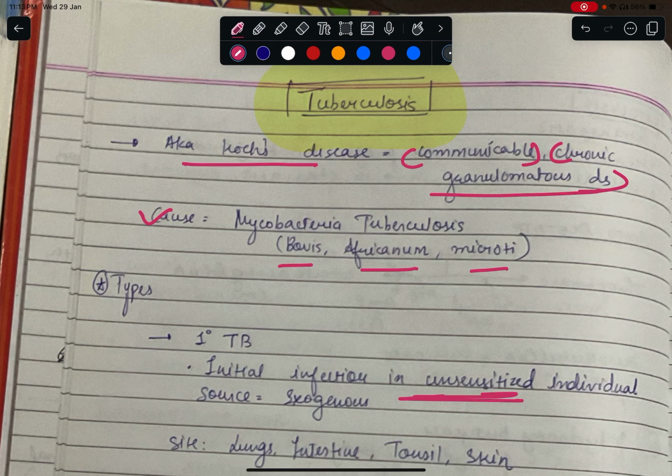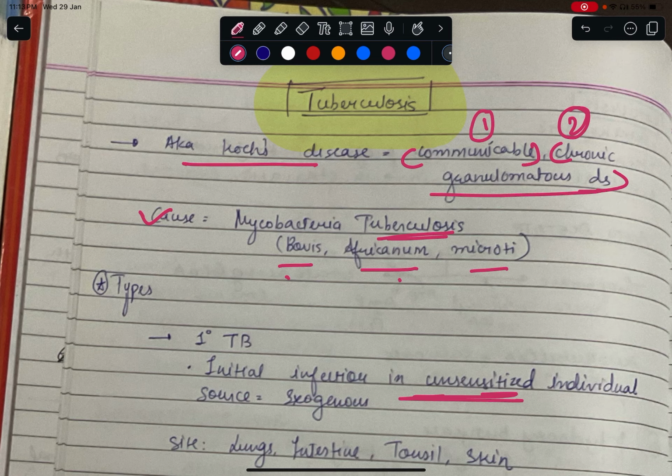So, tuberculosis is also known as Koch's disease. It is a communicable chronic granulomatous disease. So, you have to write two things in the definition: it's communicable and it's a chronic granulomatous disease. Cause is Mycobacterium tuberculosis. We all know that. What other strains are there? So, there's bovis, africanum, and microti.